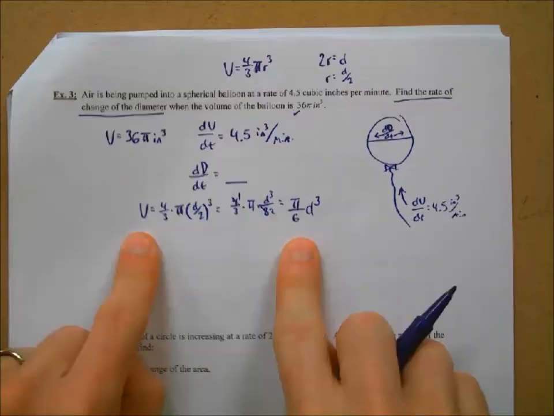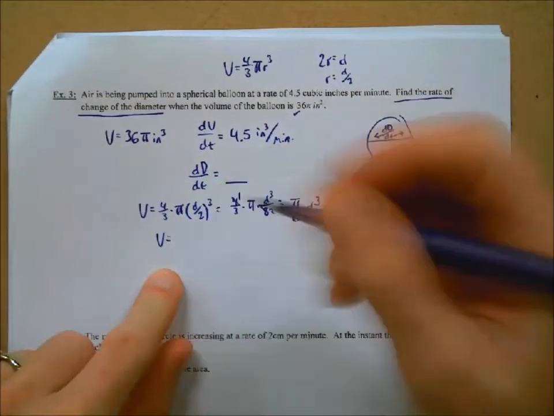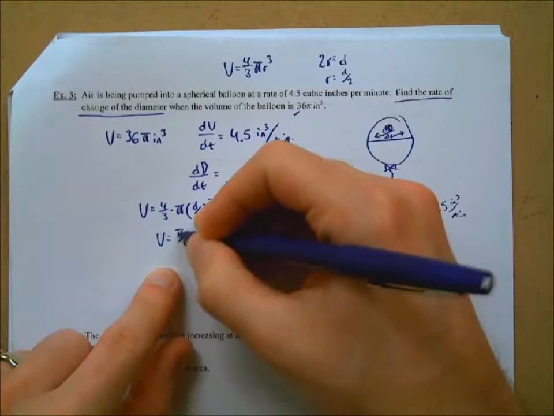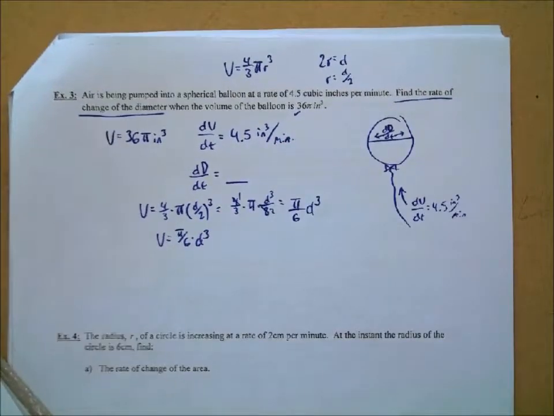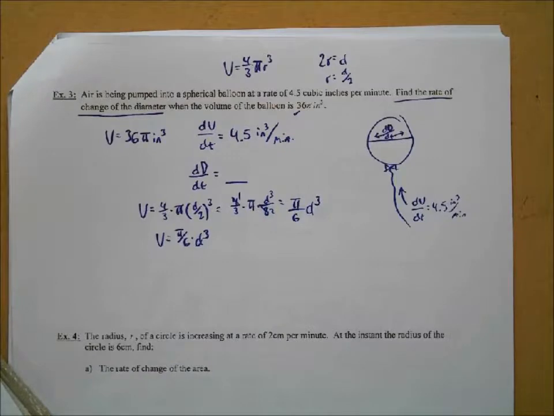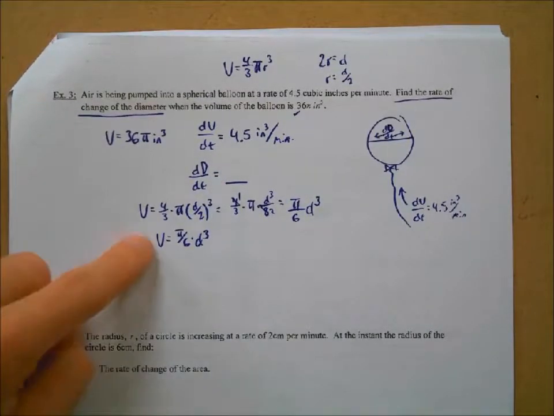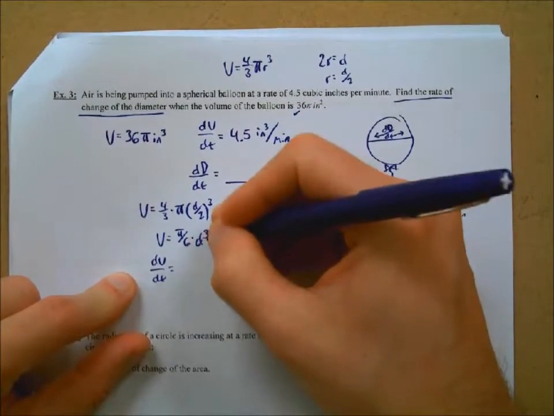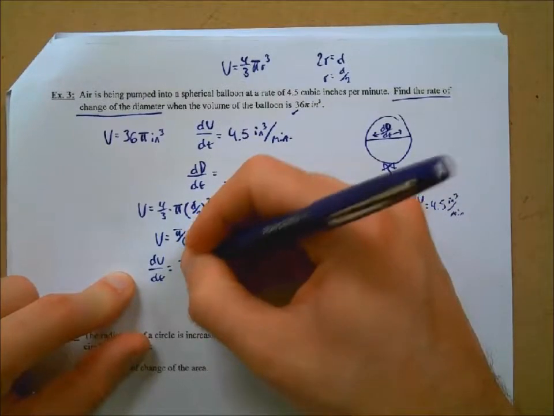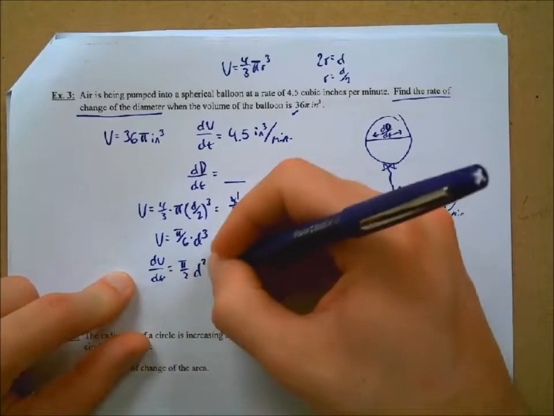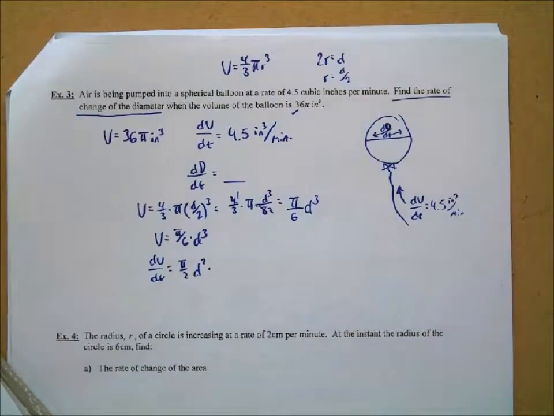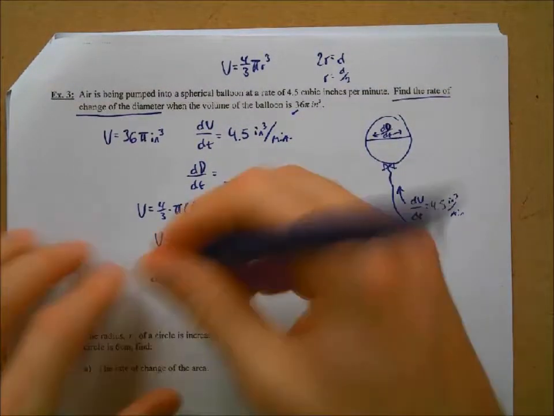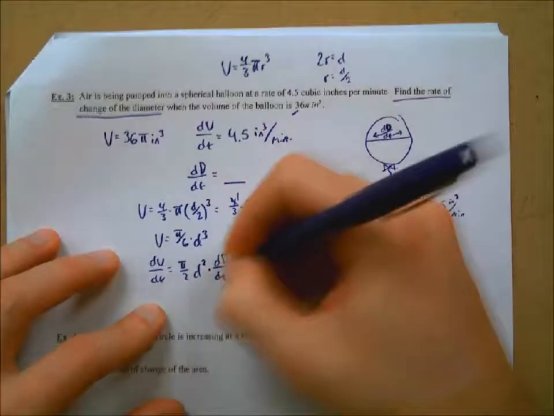Okay, so now what? We've got our formula that relates things, right? We've got V equals pi over 6 times d cubed. What should we do now at this point? Remember, we're trying to find dD/dt. Take the derivative with respect to time. So the derivative of V, dV/dt. The derivative of pi over 6 d cubed, the 3 is going to come out front. So it'll be pi over 2 d to the second times dD/dt. I'm going to use the capital D there.